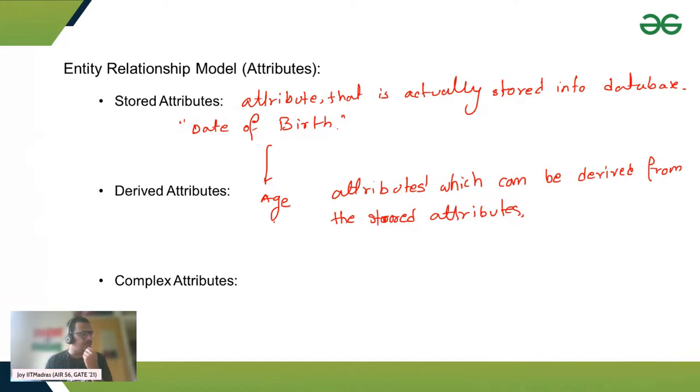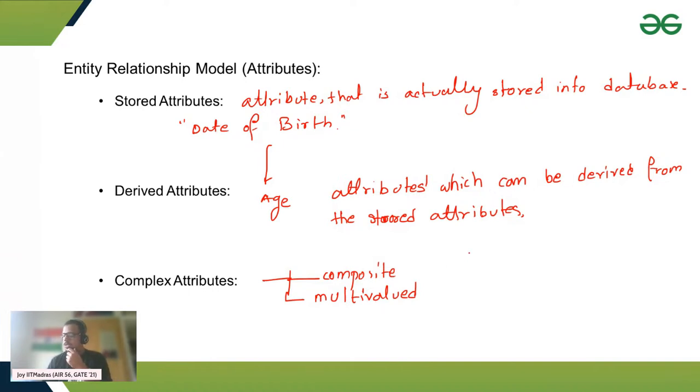Okay, let's talk about the complex attribute. So what is a complex attribute? Complex attributes are certain attributes which can be multi-valued as well as composite.